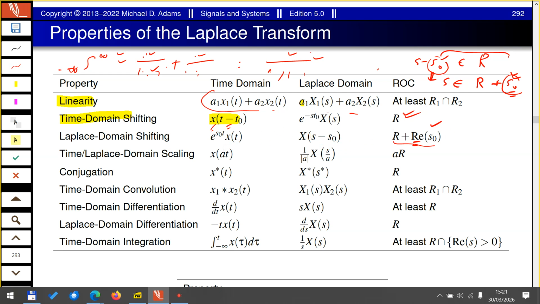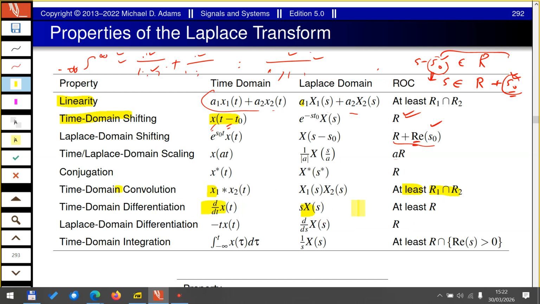So s over a must belong to R. So s must belong to a times R. That's why it is a times R, and a times R means multiply each point of the region of convergence. Same goes with this. Convolution is also a combination, so it will be at least R1 intersection R2.